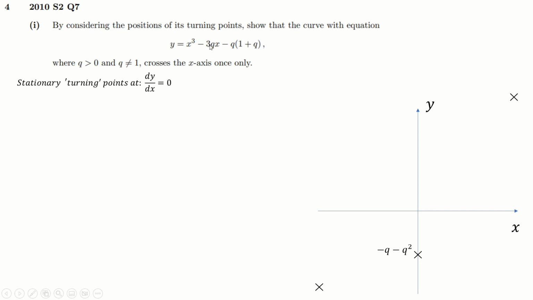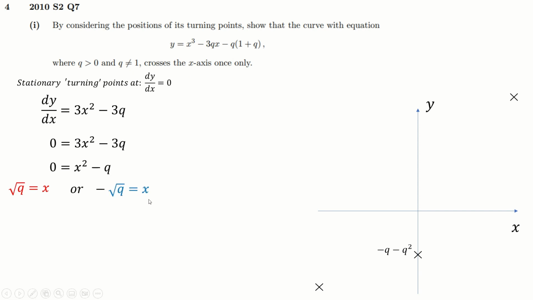Let's do dy by dx. Or stationary points, I should really have said. It doesn't really matter. Differentiate it, set it to 0. And we can, of course, solve that for x. It's going to be plus or minus root q. So we know that there are stationary points at root q, which might be over here somewhere, and minus root q, which might be here.